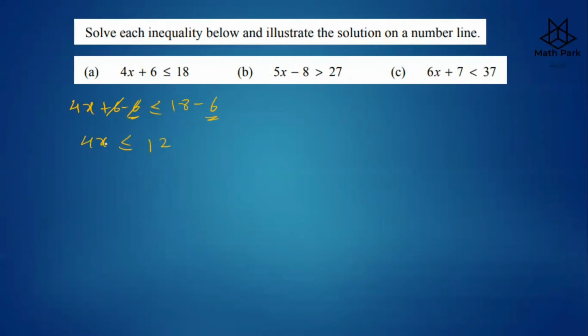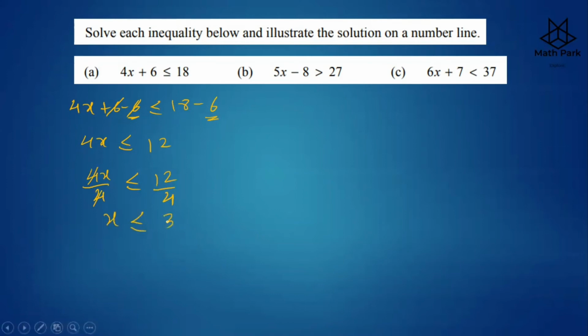Now we'll be dividing. We want to isolate x. So if I want to remove this 4, I'll have to divide this equation by 4. So on both sides we do the same operation. 4x divided by 4 is less than or equal to 12 divided by 4. See, we did not change the sign because we were dividing by a positive integer. And that is how you get 12 divided by 4 as 3. So we got x is less than or equal to 3.